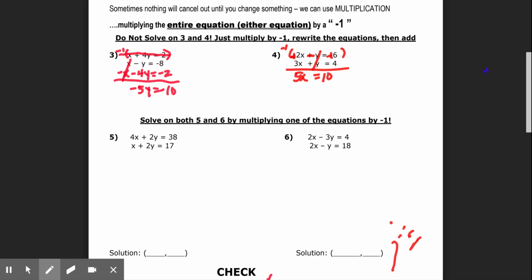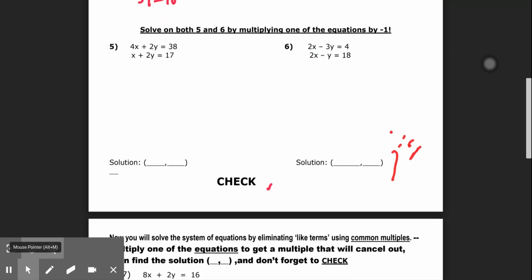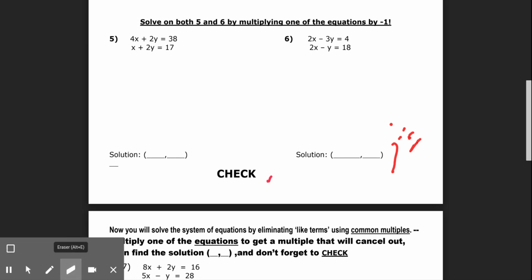All right, let's go ahead and take a look at 5 and 6. It says solve on both 5 and 6 by multiplying one of the equations by a negative 1. All right, so let's go ahead and take a look. So we're going to do the whole thing on both 5 and 6. So on number 5, we're going to multiply one of the equations by negative 1. So let's just go ahead and multiply the bottom one by negative 1. So I'm going to change this to negative x, this to a negative 2y, and that to a negative 17.